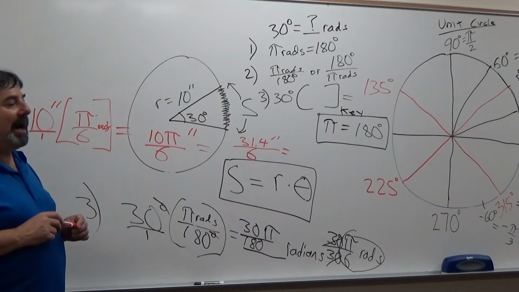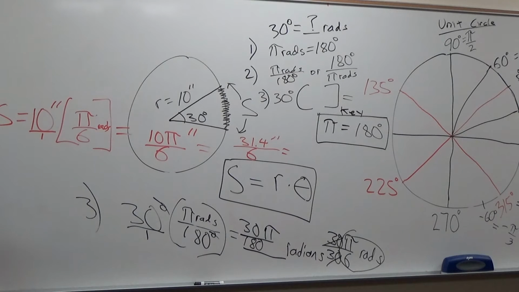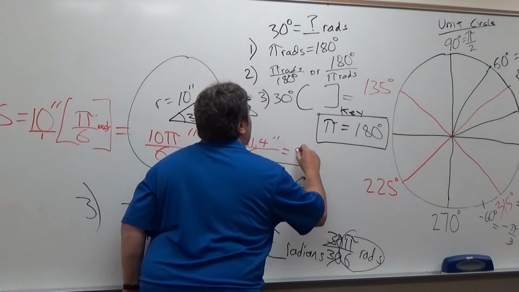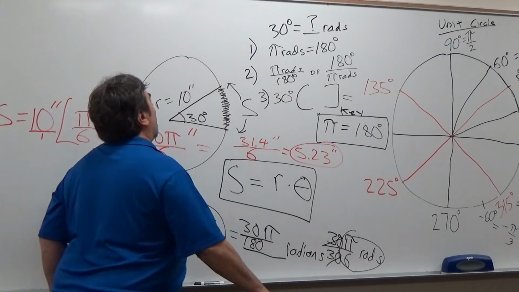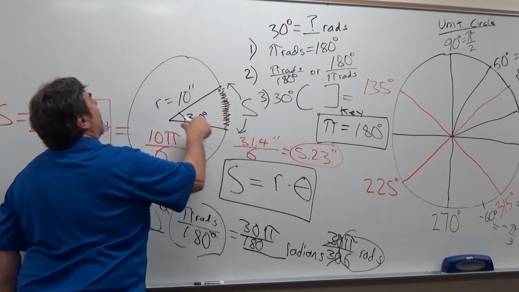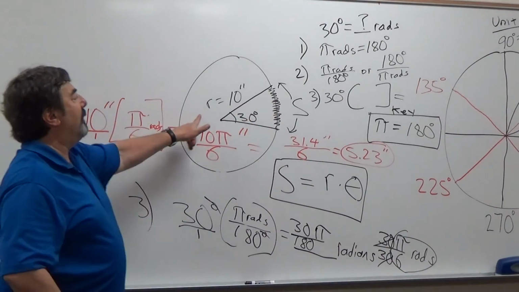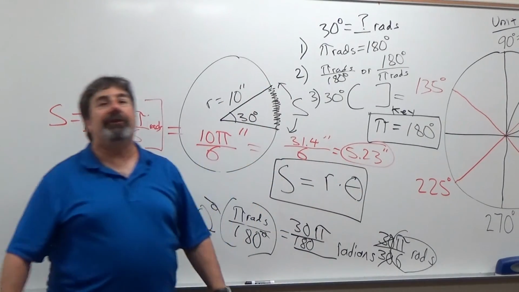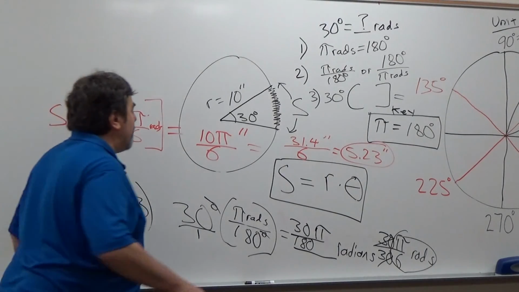So 10 times pi equals, divided by 6 equals. 5.23. Good job. And what are our units? Inches. 5.23 inches. All right? That is the length, good job, of the arc that is cut by a central angle of 30 degrees with a radius of 10 inches. This length of the arc that was cut is 5.23 inches approximately. Okay? All right. Good?